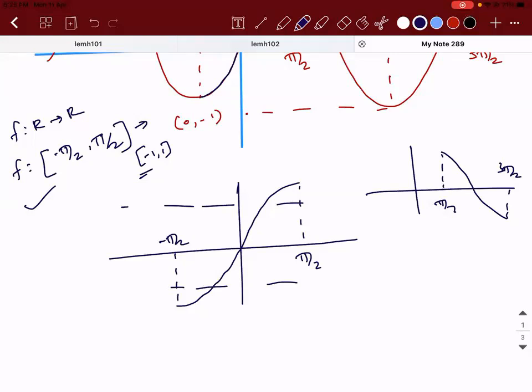Clear? All clear? Clear, right? Okay. Clear? Good.